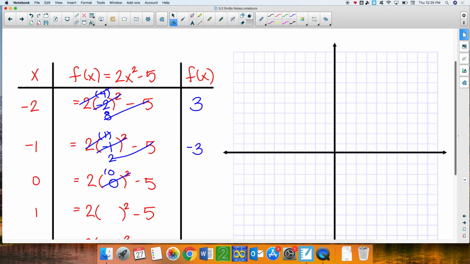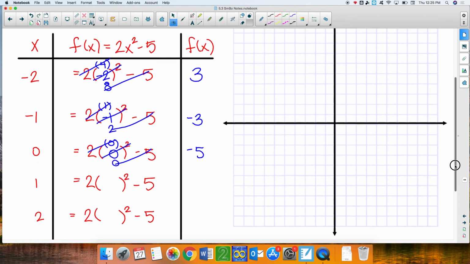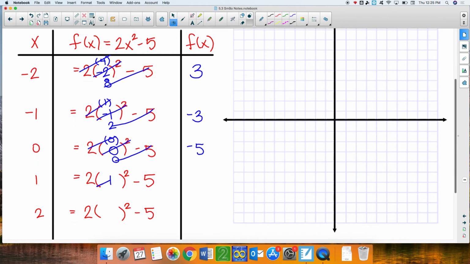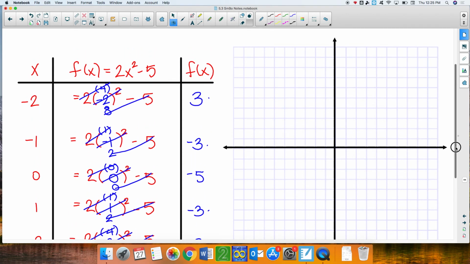0 squared is 0. 2 times 0 is 0. 0 minus 5 is negative 5. Now we're going to plug in positive 1. 1 squared is 1. 2 times 1 is 2. 2 minus 5, negative 3. Notice we have a repeat here. Plugging in positive 2. 2 squared is 4. 2 times 4 is 8. 8 minus 5 is 3. Again, another repeat here. So when we have squared, again, we're going to have a repeat.